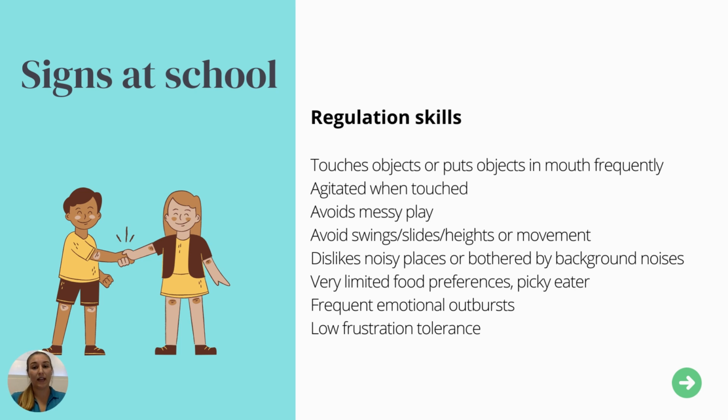becoming agitated when they are touched, or putting objects in their mouths constantly or frequently, children who avoid messy play or avoid swings and slides or heights and moving activities, children who dislike noisy places, or they're really bothered by background noises, and picky eaters, or children who limit their food preferences.